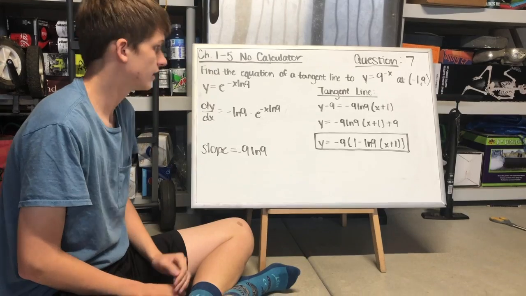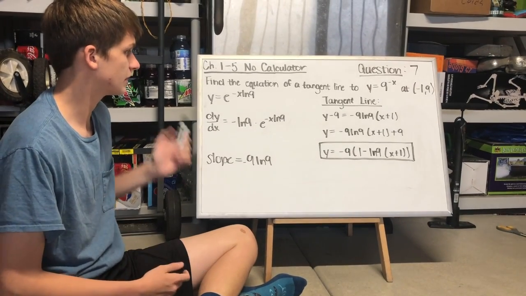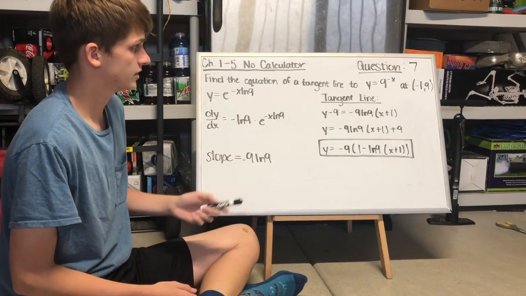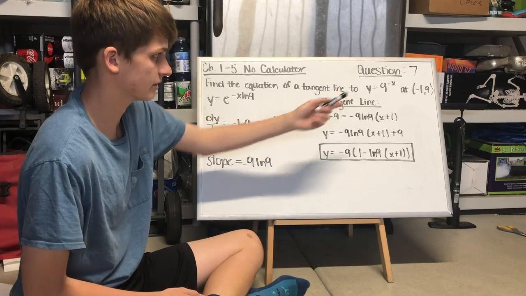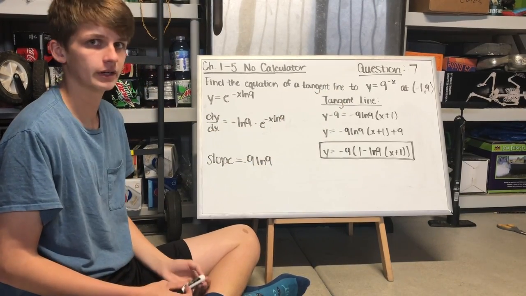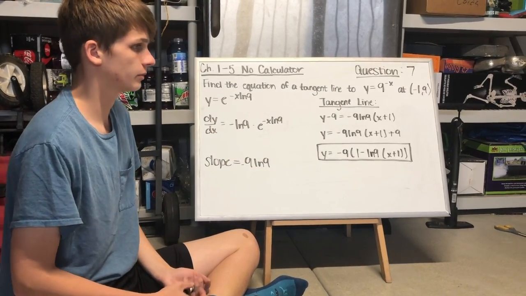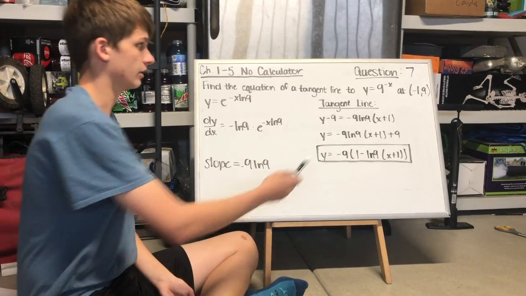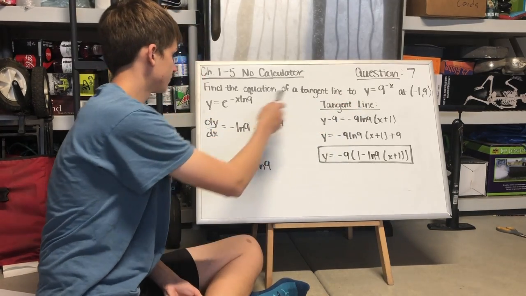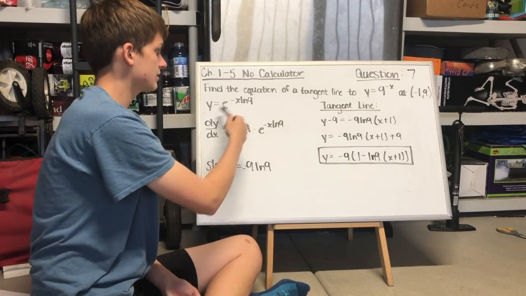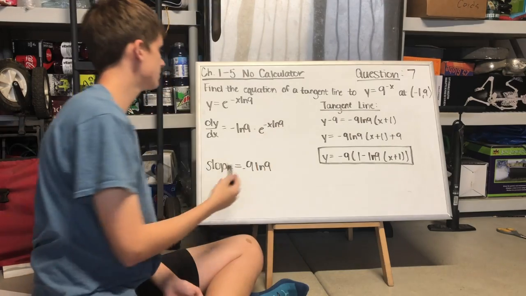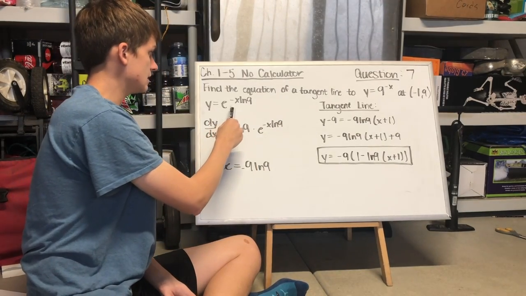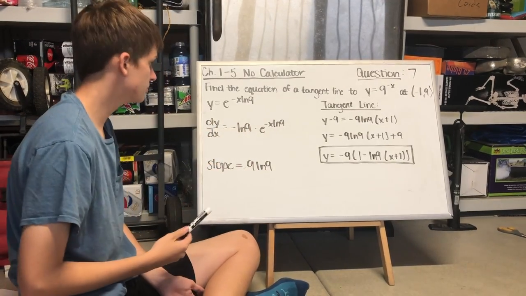Alright, so for question 7, we have to find the equation of a tangent line to y equals 9 to the negative x at the point negative 1, 9. So like with the first problem, we can use the trick of raising e to the natural log of 9, like over here. So we get y equals e to the negative x natural log of 9.